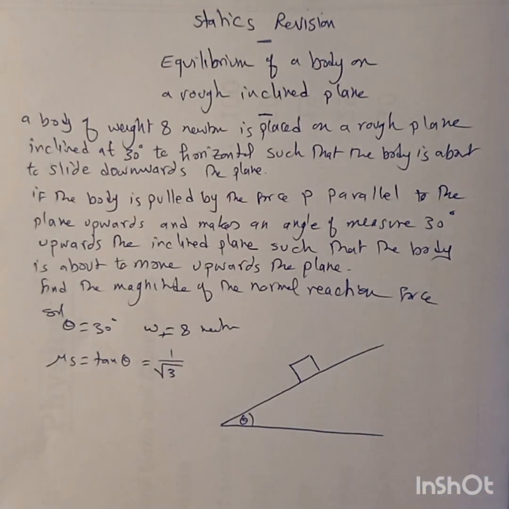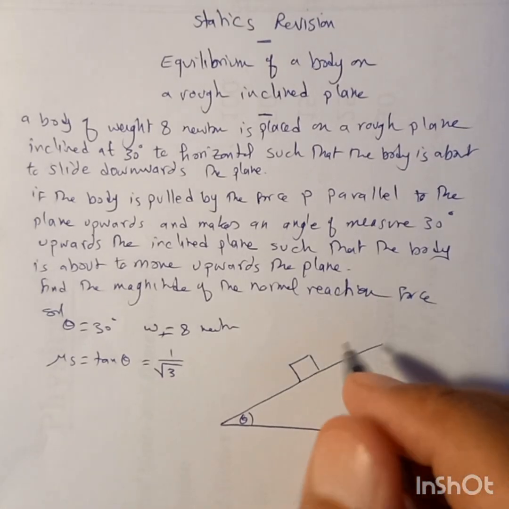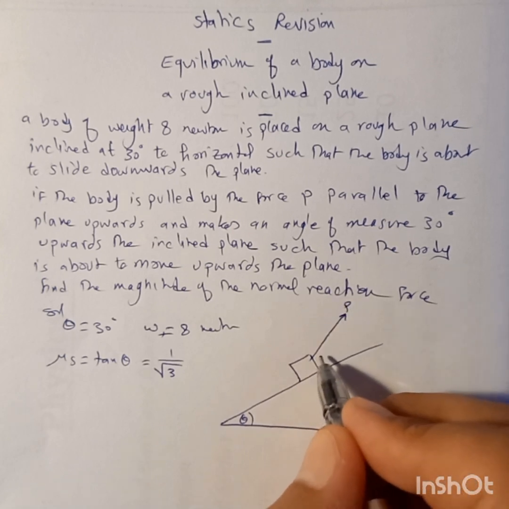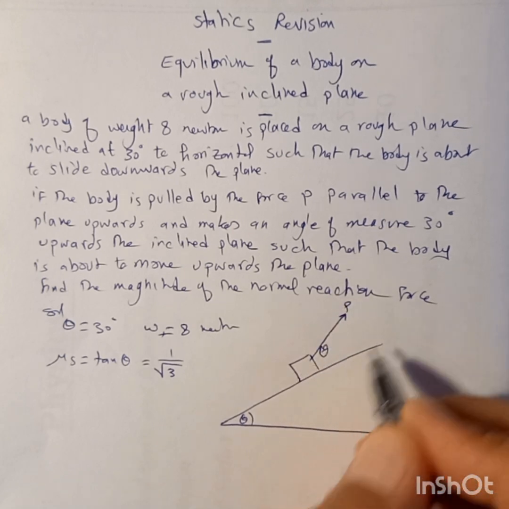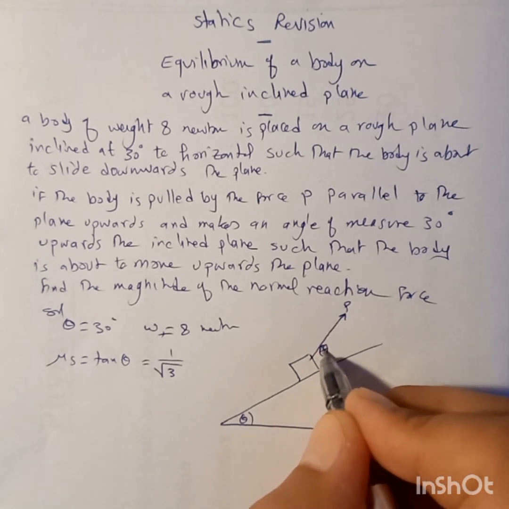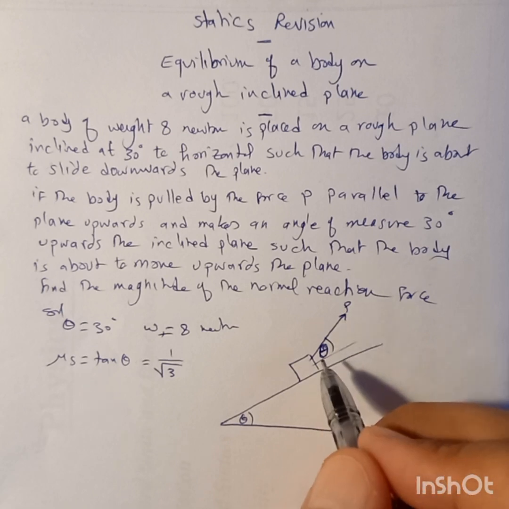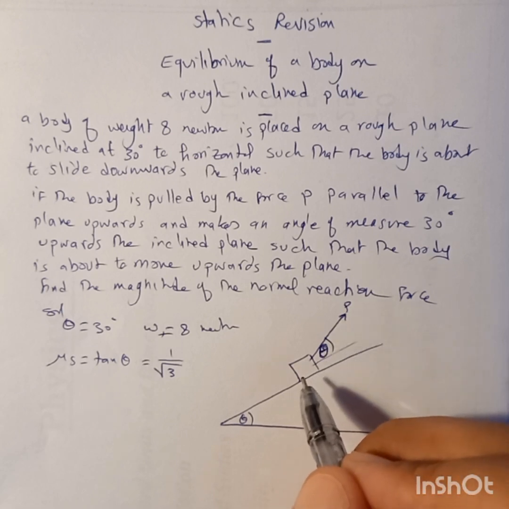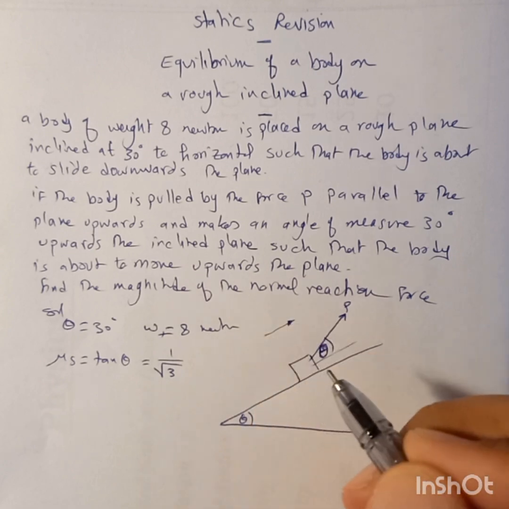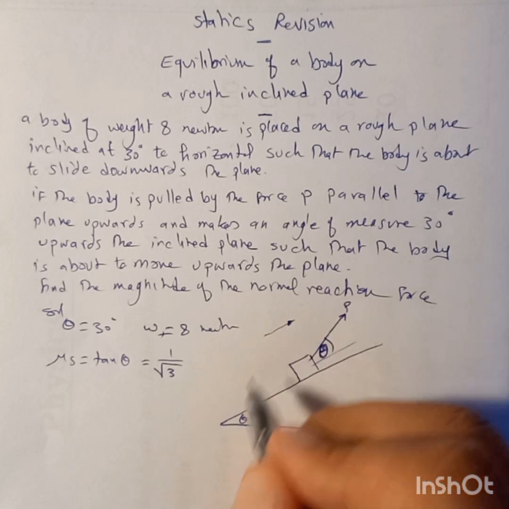Okay, second case, when the body is pulled by an external acting force P in this direction, makes an angle of measure theta to this inclined plane, not horizontal, to the inclined plane here theta, in this direction, such that the body is about to move above the plane. Then here the expected motion direction in second case is above the plane. This is required to find the normal reaction force.